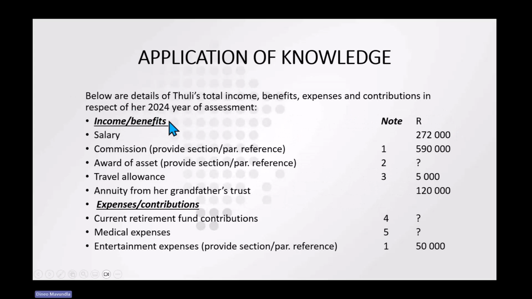It tells us that below are details of Thuli's total income, benefits, expenses, and contributions in respect of her 2024 year of assessment. So this is for the full year, né? They tell us that she received a salary, commission, award of asset, travel allowance, annuity for her grandfather's trust. Then the expenses, she had the current retirement fund contributions, medical expenses, entertainment expenses.